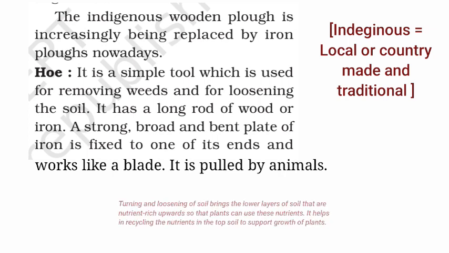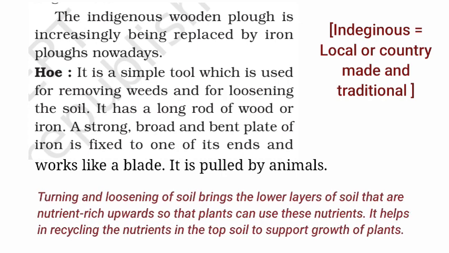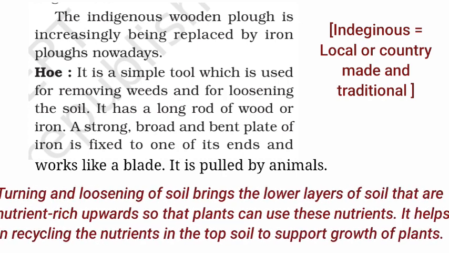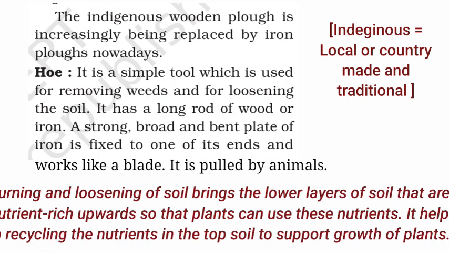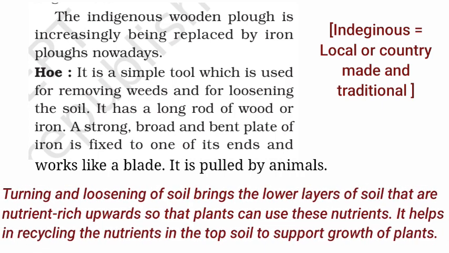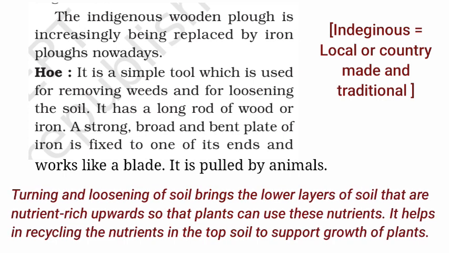Hoe, it is a simple tool which is used for removing weeds and for loosening the soil. It has a long rod of wood or iron. A strong, broad and bent plate of iron is fixed to one of its ends and works like a blade. It is pulled by animals.